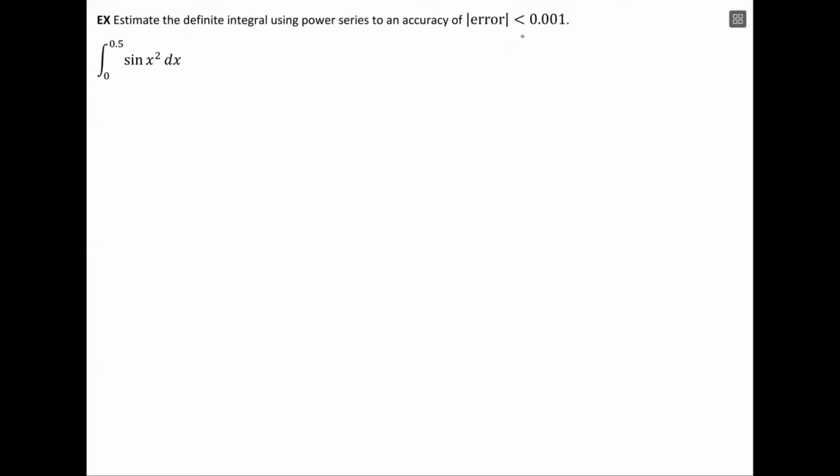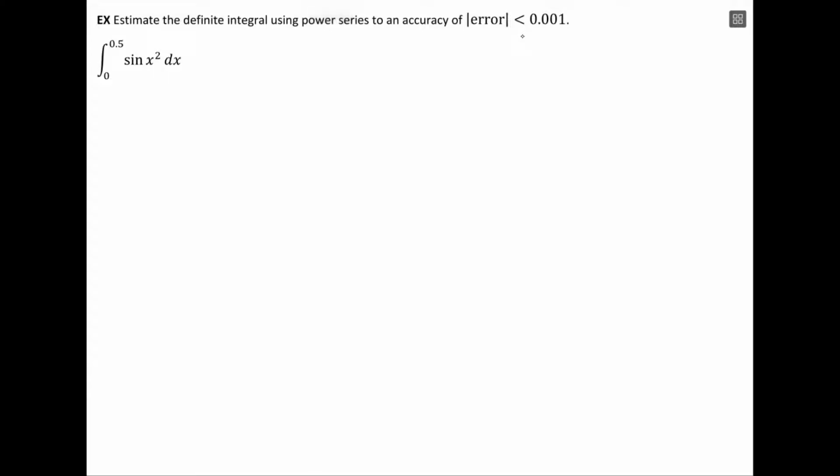So here we have a definite integral, and this happens to be one of those definite integrals that you cannot find a formula for. In other words, we can't say what an antiderivative of sine of x squared is. It's one of those funny functions that doesn't have an antiderivative that can be written in any way except for an infinite series sort of way.